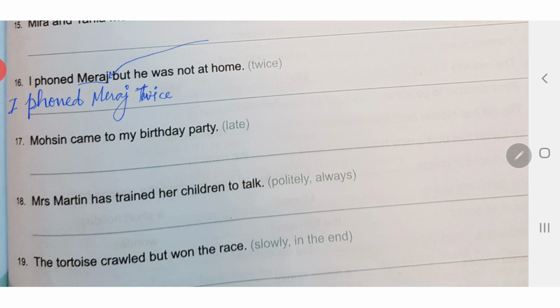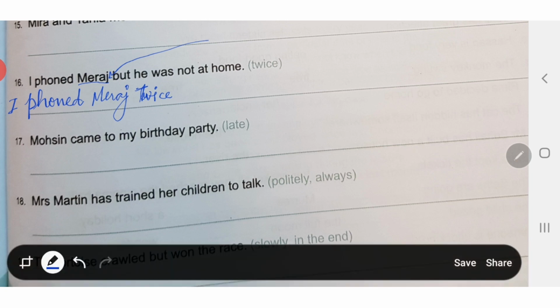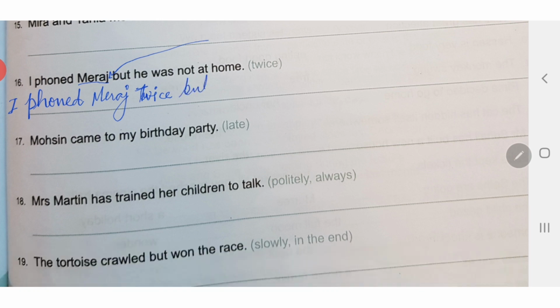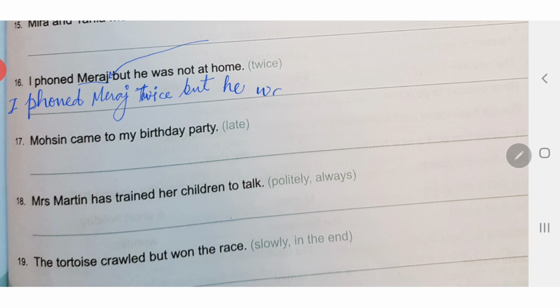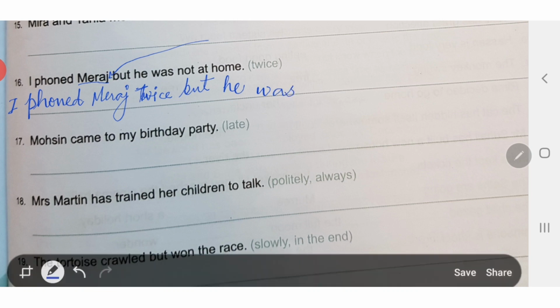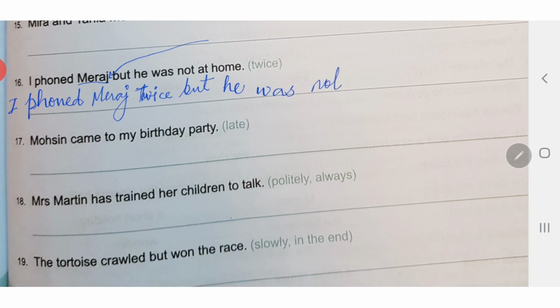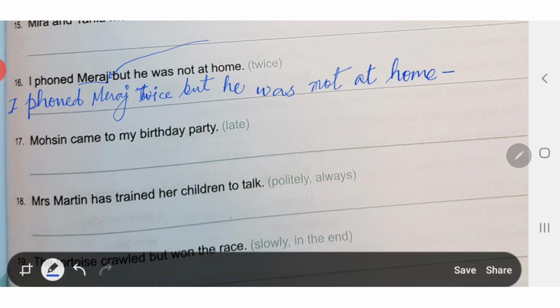proper noun. Okay, students, the naming and all kinds of names, whether they are of places, institutions, humans, schools, whatever it is, they are all called proper nouns. Okay, Mirage twice, but he was not at home. Full stop.